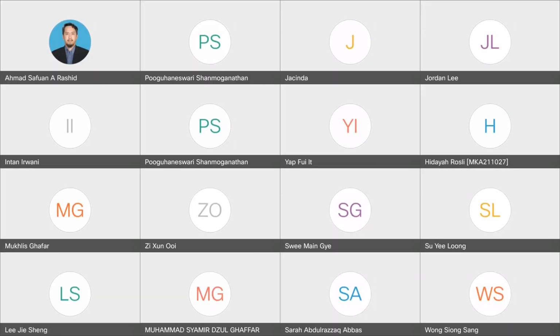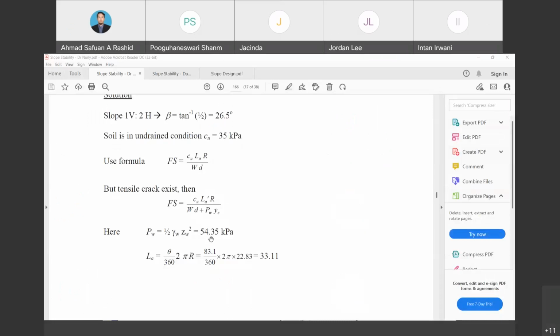So we obtained 53.41. Maybe she used 9.81 times 3.3 times half times 3.3. Oh, this is wrong. Not 54.35, it is 53.41. If using 9.8, the value is less. So this is wrong, but it's almost similar, 53 point something. So that is for the PW.